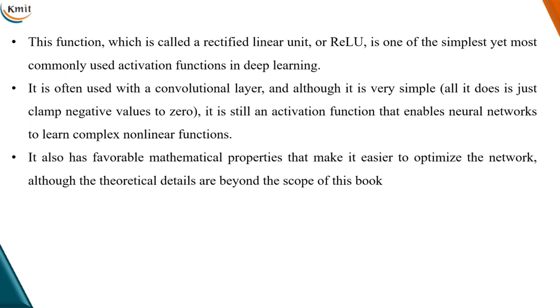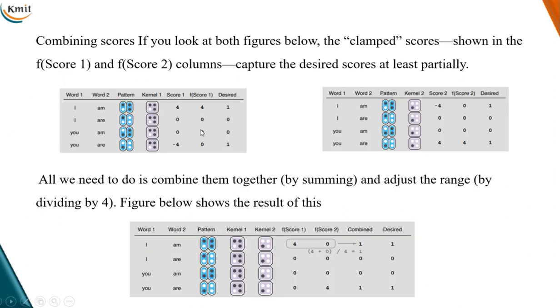Now look at this. After we combine these, we got F1 score, F2 score and the desired outputs. Now we will combine them together by summing and adjust the range by dividing by 4. So I'm combining these two tables into one, saying F1 pattern, kernel 1, kernel 2, F score 1, F score 2, and I'm combining 4 plus 0 by 4, that is 1, 0 plus 0 by 4, 0, 0, and then 1.